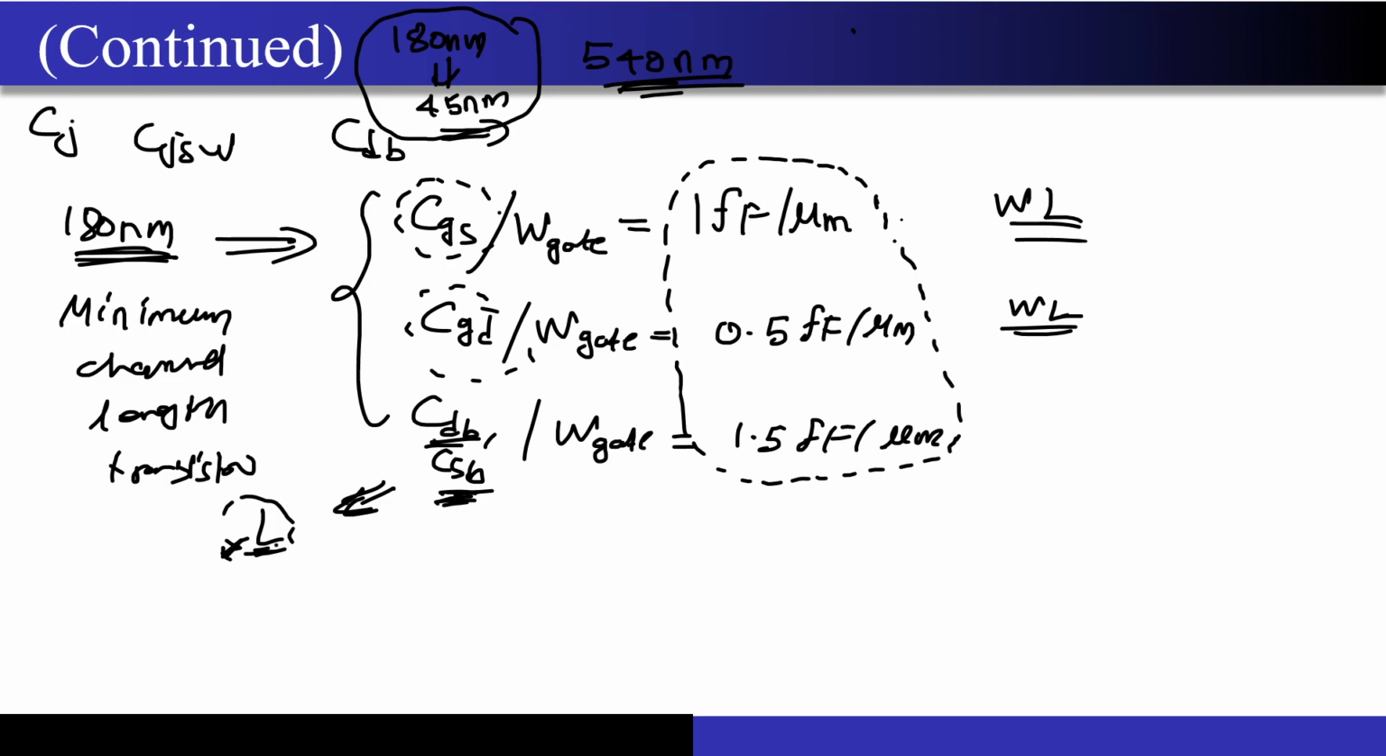If the channel length is not the minimum channel length, if you have increased it by 3x or 4x, then scale your CGS and CGD by the same factor. CDB and CSB, you don't need to do anything. Approximately it will remain the same, or it may also increase, but that effect you cannot directly predict. So that value you can consider approximately the same.